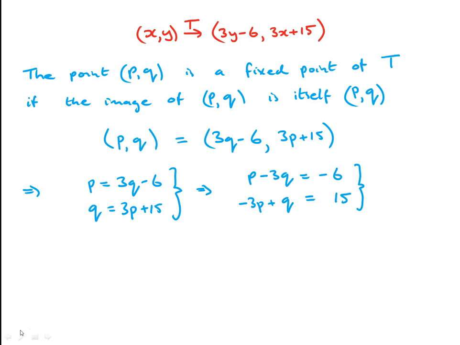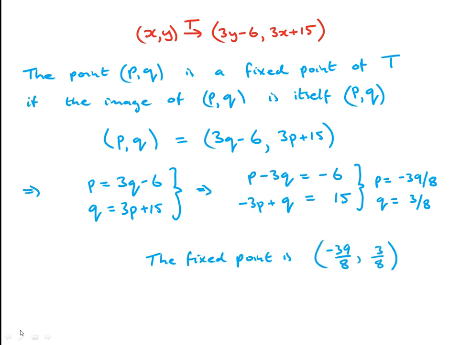Tidy those up into the standard form for simultaneous equations. We've got p - 3q = -6, -3p + q = 15. And then solve either using your calculator or any of the standard simultaneous equation methods. We obtain p is -39/8 and q is 3/8. So we've got the fixed point is the point (-39/8, 3/8).